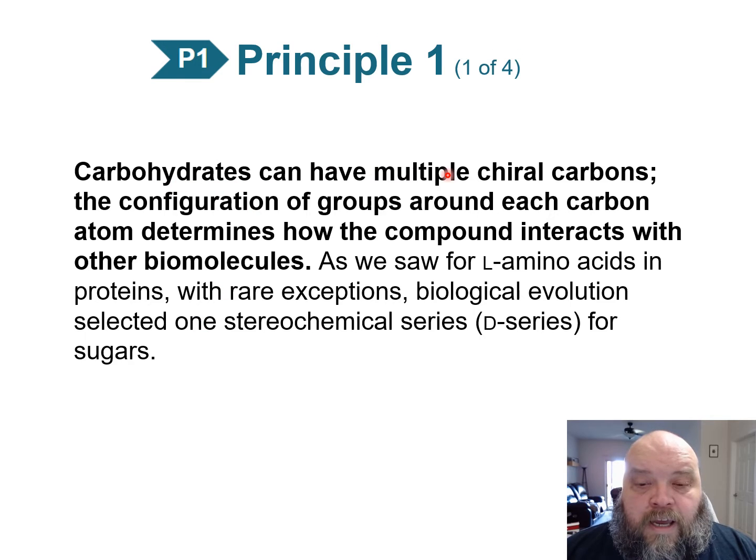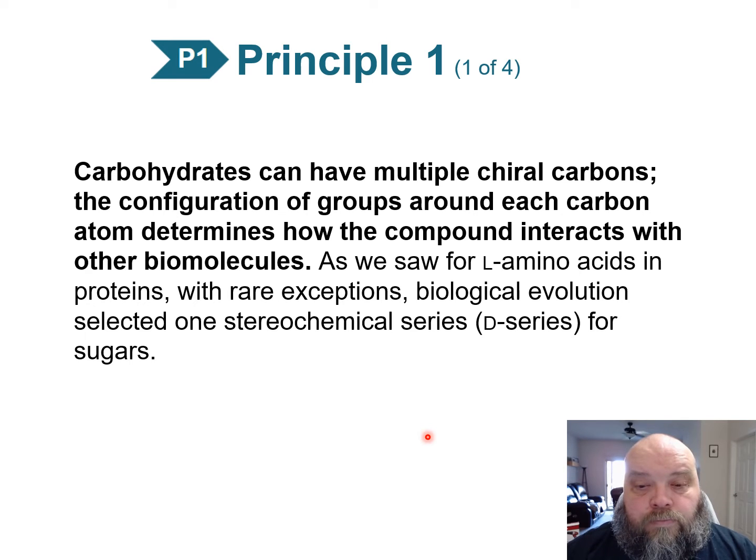The carbohydrates can have multiple chiral carbons. The configuration of the groups around each carbon atom determines how that compound interacts with others. Kind of like how we saw with the amino acids. The central carbon, the alpha carbon, is the chiral center, and everything attached to it can rotate around that. Same here with the sugars.